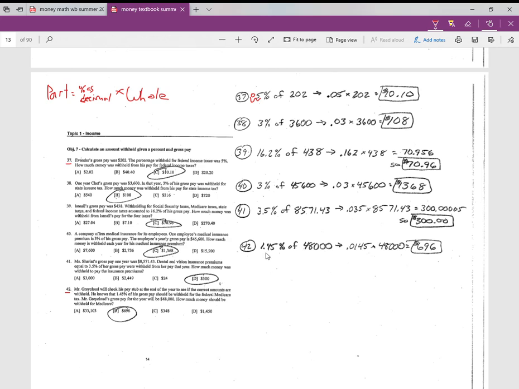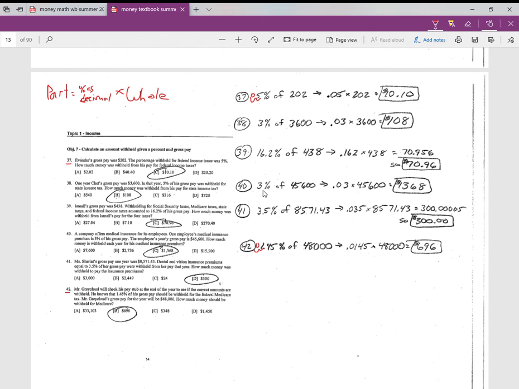So they're withholding 1.45% of $48,000. So again, this one has a decimal in the number already, so that's where you start, and you go 1, 2. So again, if there's an open spot, you have to put a 0. Okay, that's why it equals 0.0145 times 48,000 is 696. Okay, it looks like a lot of them are going to have that 0 that you need to put in there.